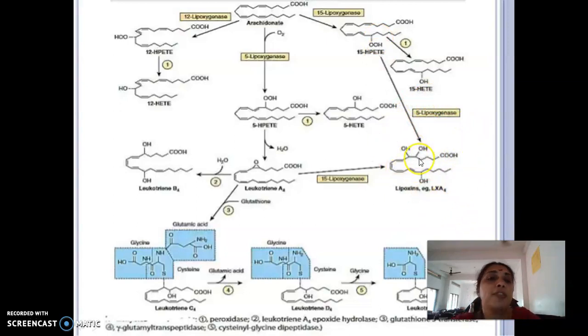Okay, so the lipoxins are formed from leukotriene A4. This is the method with which the leukotrienes and lipoxins are formed. Then leukotriene A4 can also be converted into other leukotrienes like leukotriene B4 by the addition of a water molecule. That is, the oxane ring system is removed and an OH is also introduced. So you need not study the structure. Just know that leukotriene A4 can be converted into leukotriene B4 by hydration.